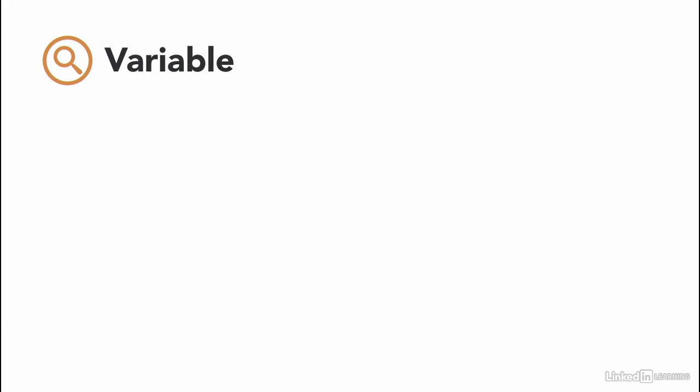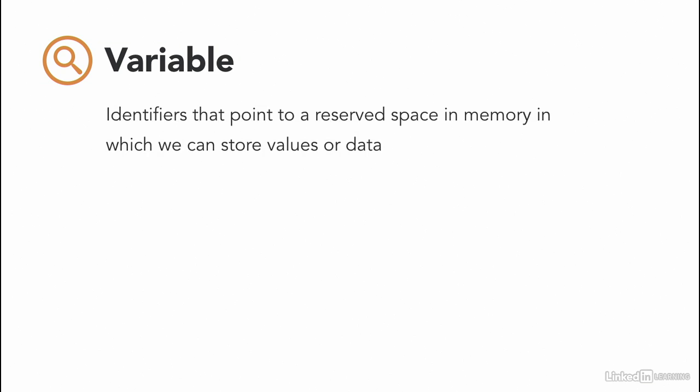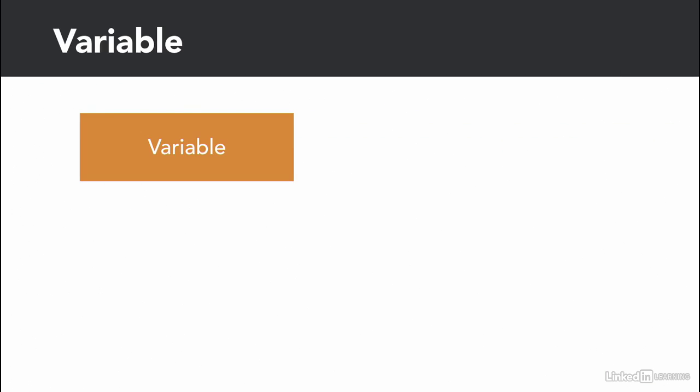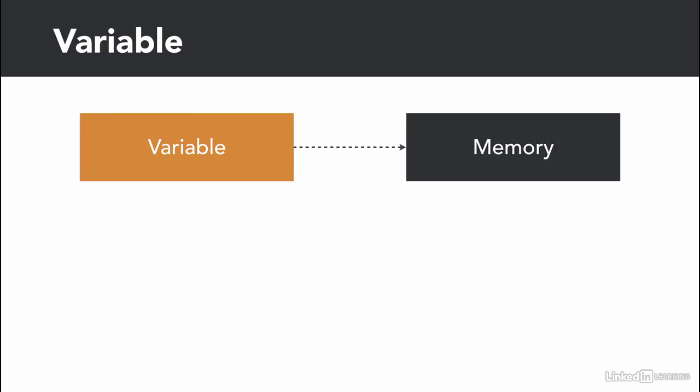To introduce you to Python, we're going to start with the basics, gradually getting more complex as we work through the course. The first programming concept we'll be learning about is variables. Variables are simply identifiers that point to a reserved space in memory in which we can store values or data. Every time we create a new variable, we're essentially reserving a space in memory to store something.